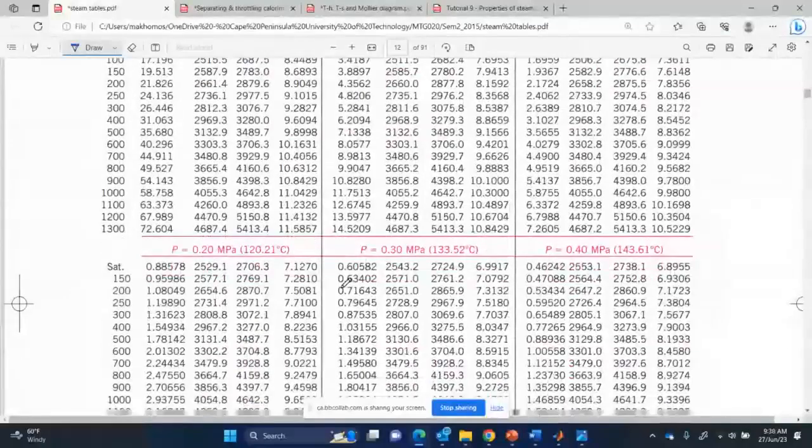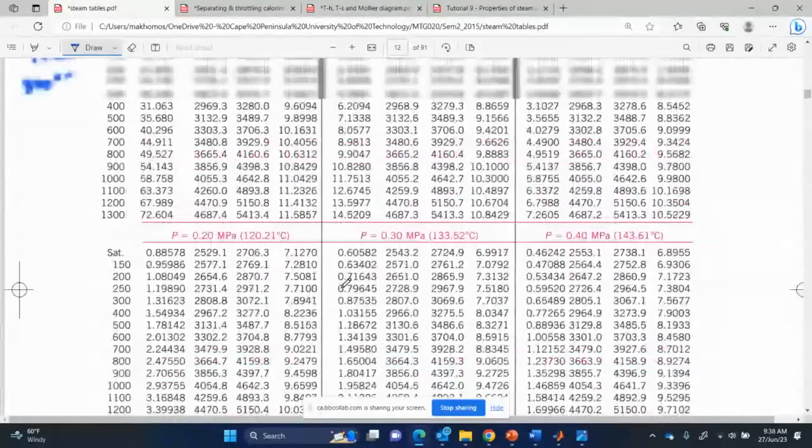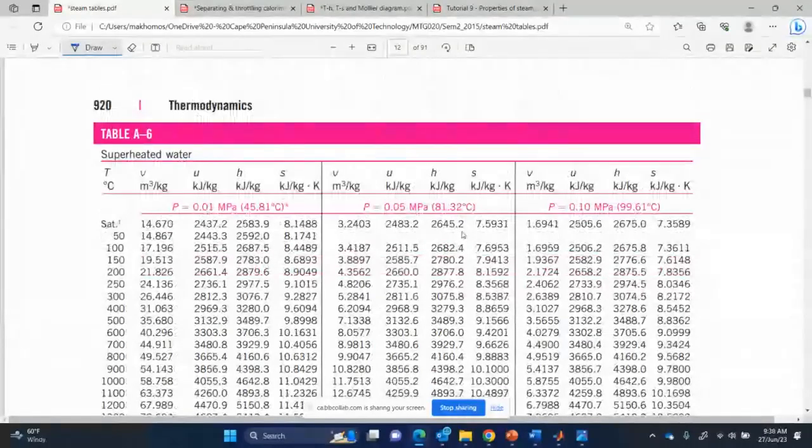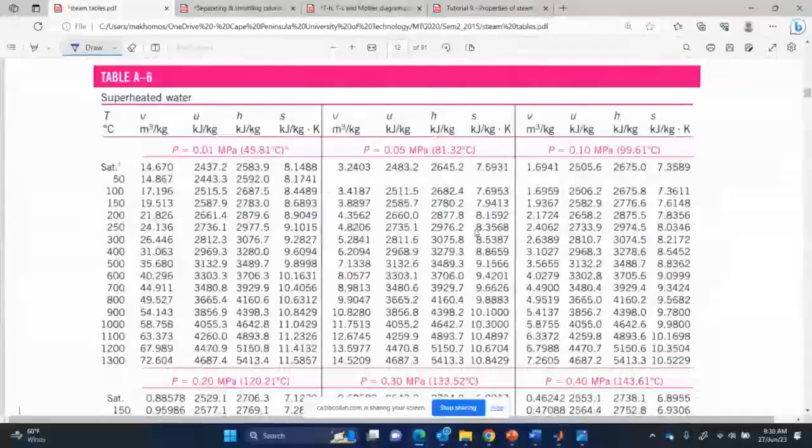And the temperature is 124. Temperature here is 150, and the temperature here as well is also 50. So it is impossible for us to use the tables because there's no 124, there's no temperature, and there's no pressure. So the second method is out.